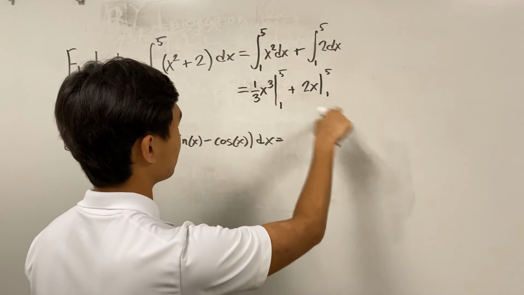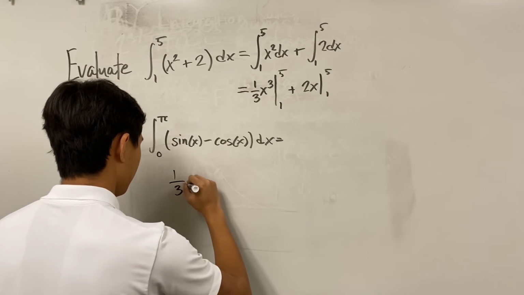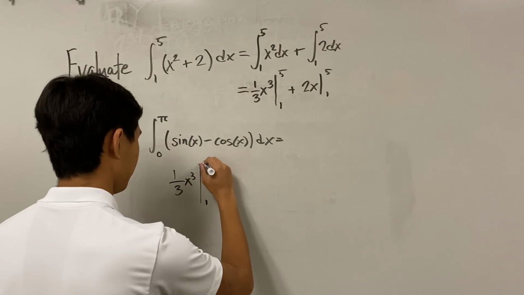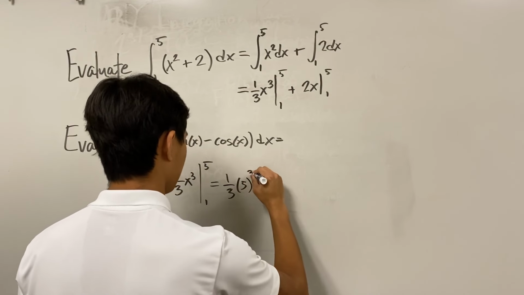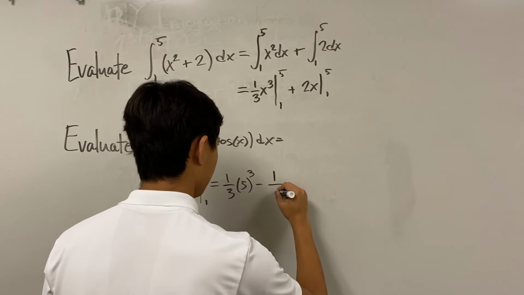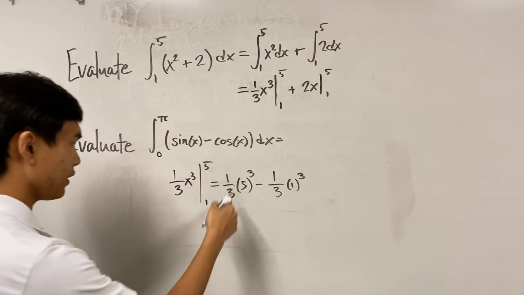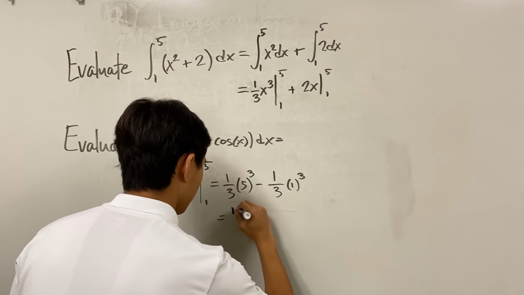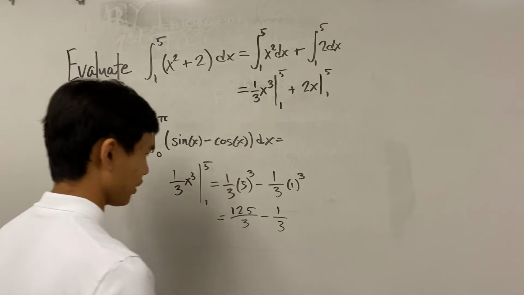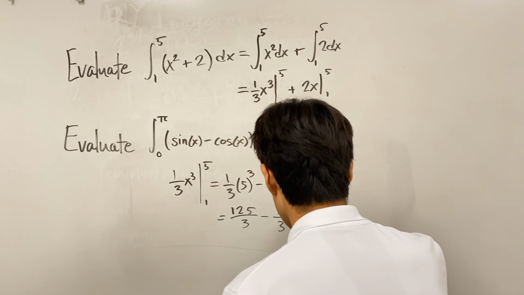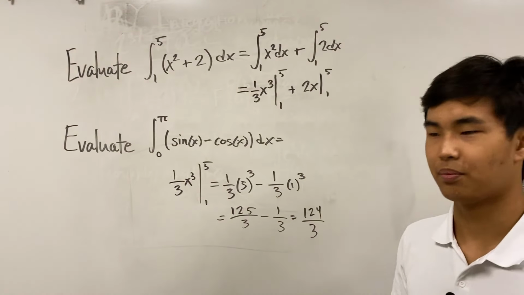Let's do this. I'll do it down here. So 1/3 x cubed from 1 to 5 is, you plug in 5 and you subtract when you plug in 1. Like so. So this is 125 over 3 minus 1 over 3, which is 124 over 3, which is not reducible.